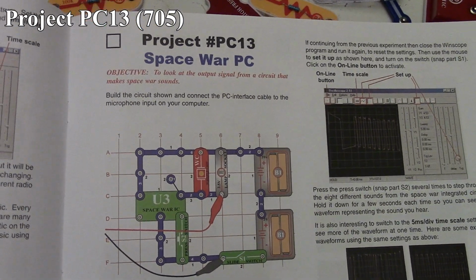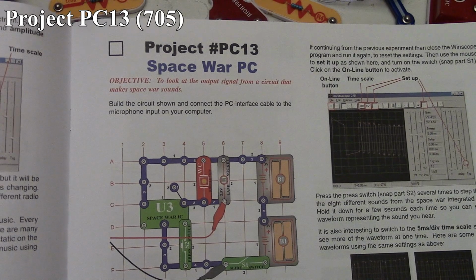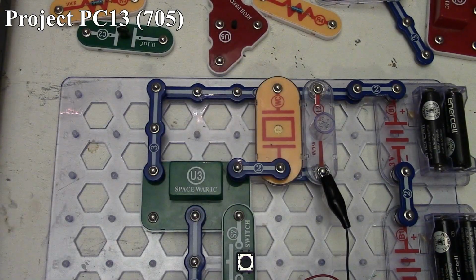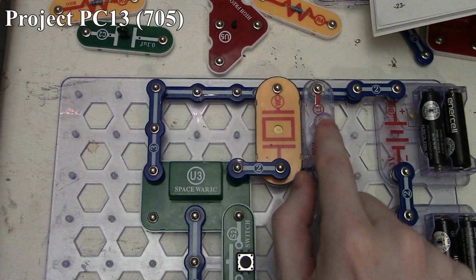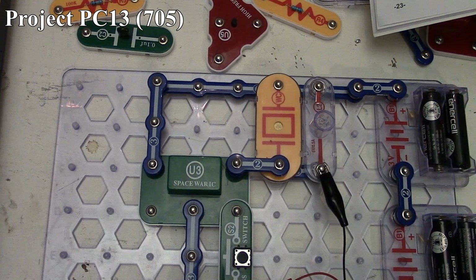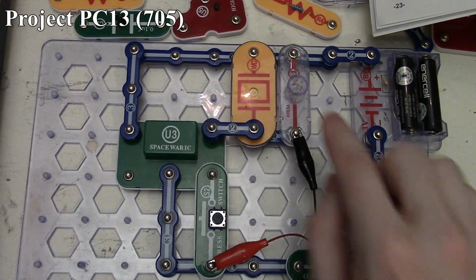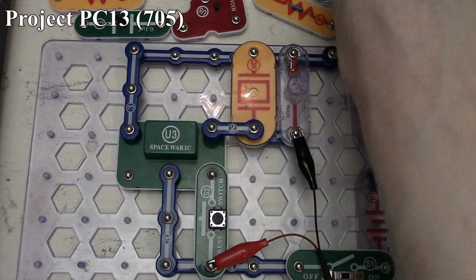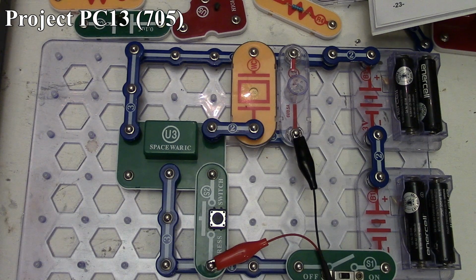So here's Project PC13, the Space War PC. There it is in the book, and here it is on the board. We've got our Space War IC going out to our whistle chip and our 6-volt lamp instead of the 2.5-volt lamp, because we have 6-volt power here, so it's safer and we don't burn out our 2.5-volt lamp by accident, because that has happened before. We turn on our circuit and nothing's going to happen until we press our press switch, and that will cycle through the Space War IC.